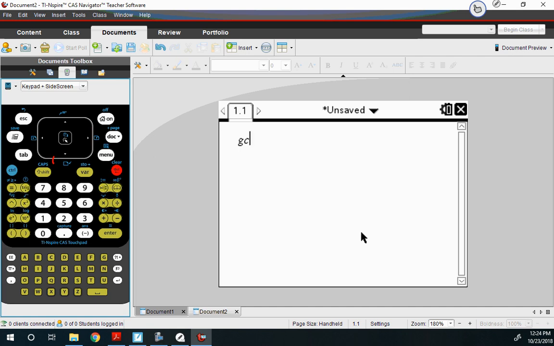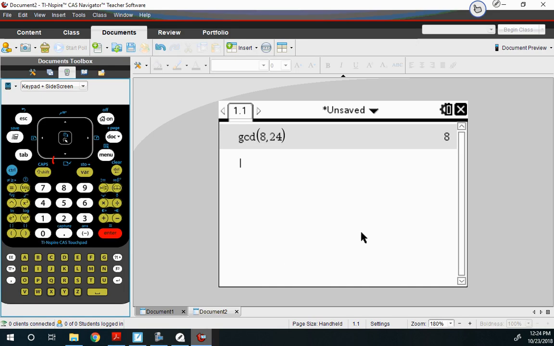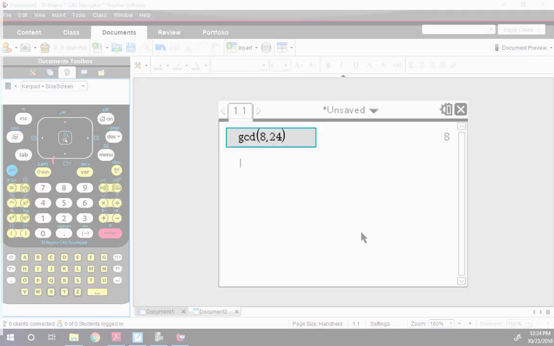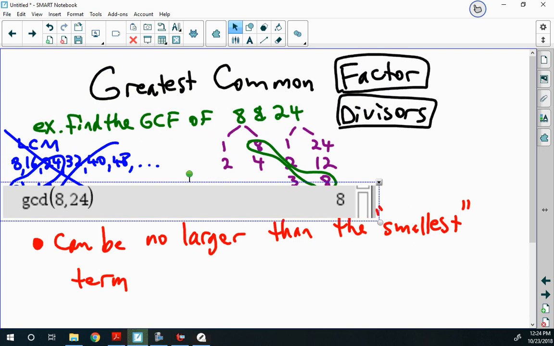But what we said factors, and what else is synonymous with it? Divisors. The GCD of 8 and 24, and there it is. It's 8. So maybe we better try a couple more of these. And maybe I better take a picture of that and put it on here. Send to the current page. There we go.